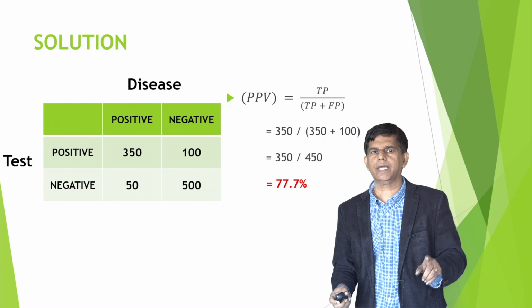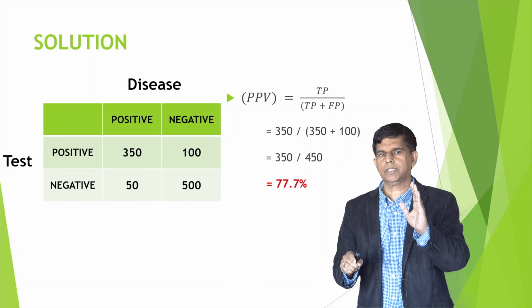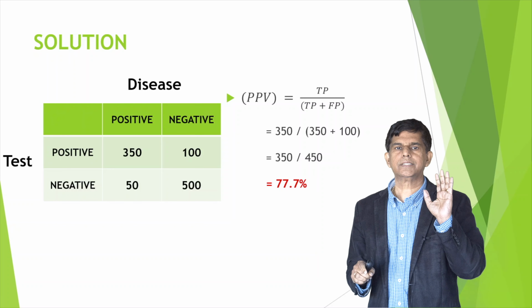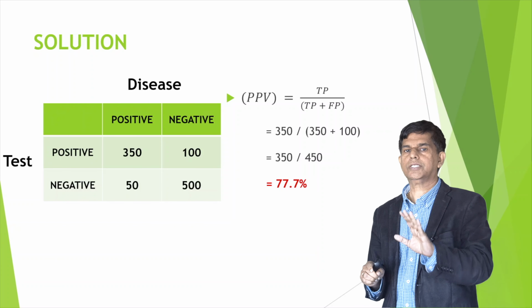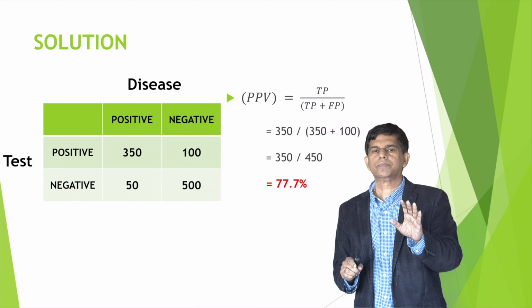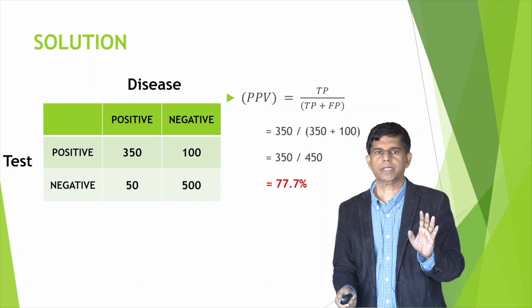You make the table, right? Disease positive and negative on the top, test positive and negative on the left side. You fill in the numbers, and the formula for positive predictive value is true positive divided by true positive plus false positive. So 350 plus 100, which is 350 divided by 450, and you get 77.7%, okay?